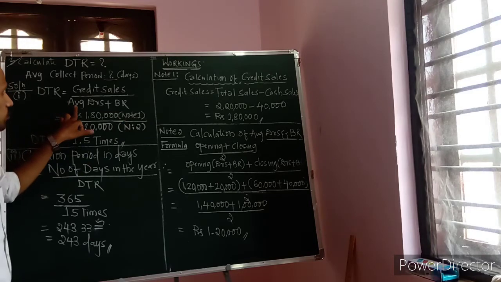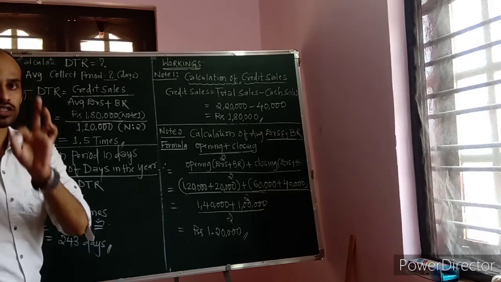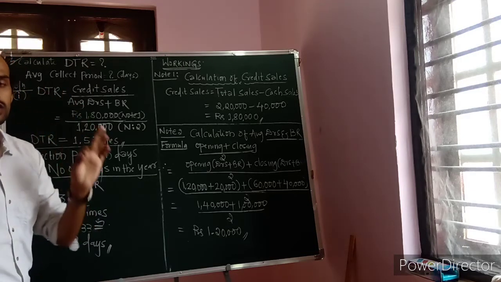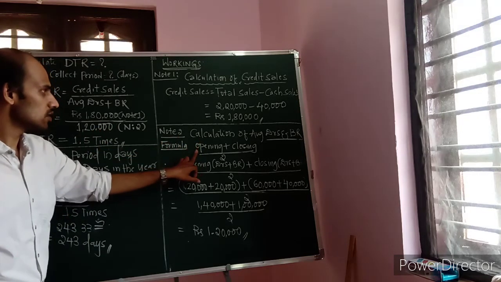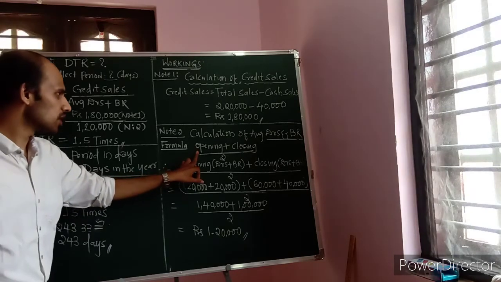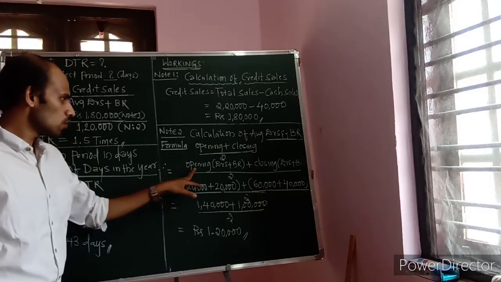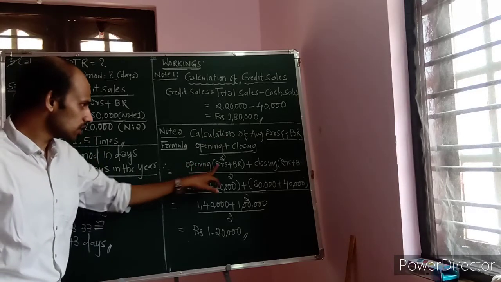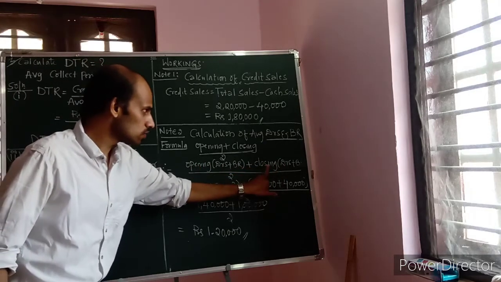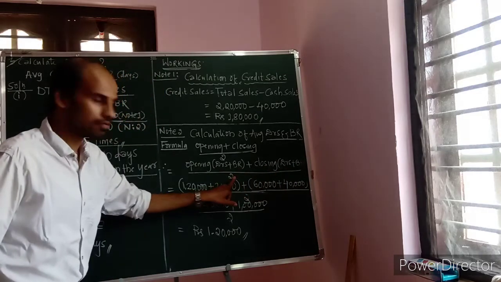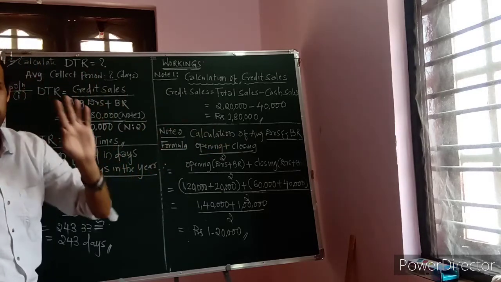Next, we go for the calculation of average debtors. Please note here, debtors and bills receivables are one and the same. In order to calculate this average debtors, we prepare working note number 2. We use a simple formula, opening plus closing divided by 2, because we are taking the average. Here we take opening debtors, opening bills receivable plus closing debtors and closing bills receivable. That should be divided by 2. If you go for individual calculation, then also you will get the same answer.